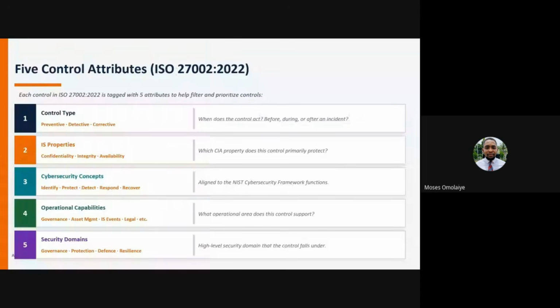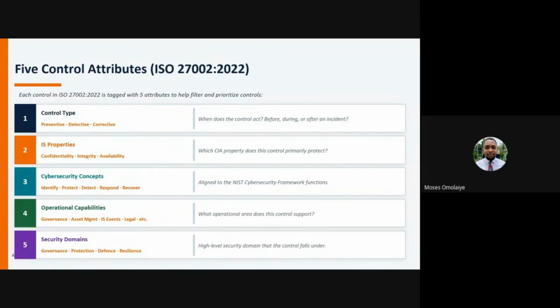Then we have the information security properties. Which of them does it primarily protect? Is it the confidentiality? Is it the integrity? Is it the availability? Then we have the cybersecurity concepts. Now, this is aligned to the NIST cybersecurity framework functions, where you identify, you protect, you detect, you respond, or recover. Then operational capabilities is just asking what operational area does the control support?